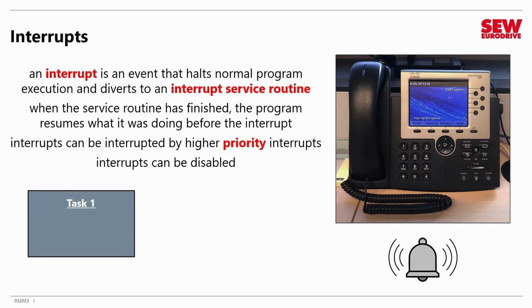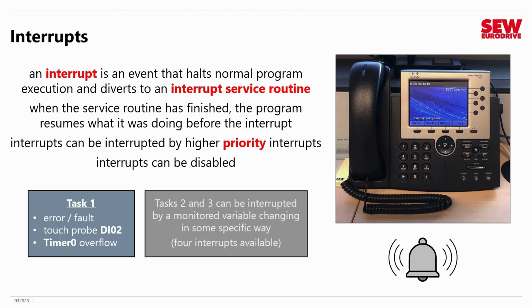All right, task 1 can be interrupted by these things: an error or a fault on the VFD, a touch probe connected to digital input 2 that gets touched, or there's a timer in the MOVIDRIVE, and if the timer overflows, in other words, it runs to maximum and wraps around, that can trigger an interrupt. So it's basically a timed interrupt. Tasks 2 and 3 can be monitored by a variable, an H variable, that changes to some specific value or in some specific way. You set this up. It's called monitoring a variable, and there are 4 of these available.